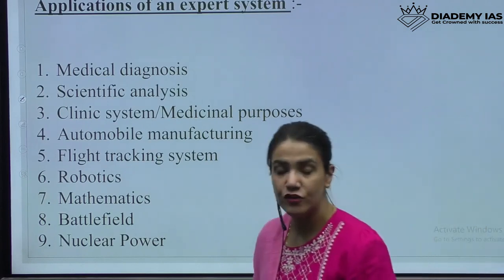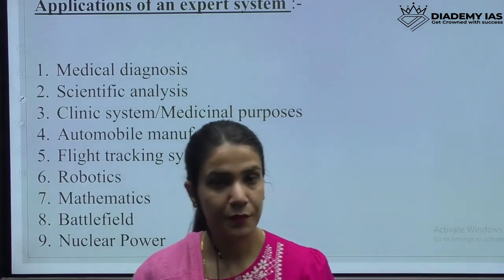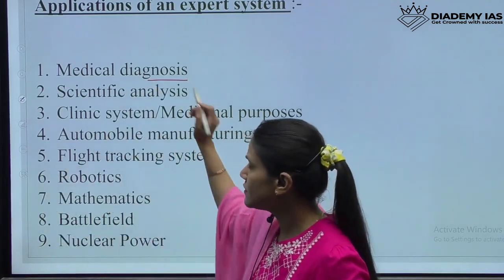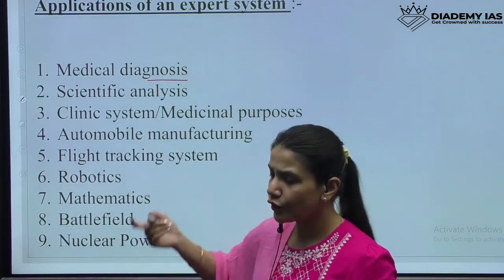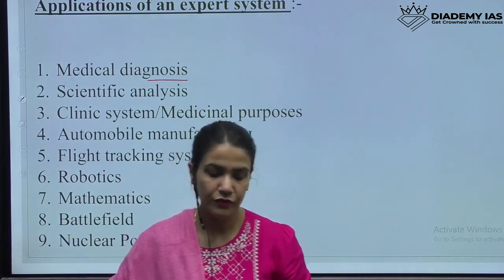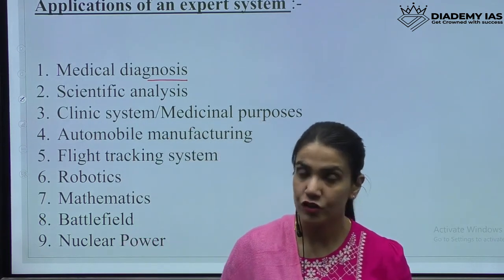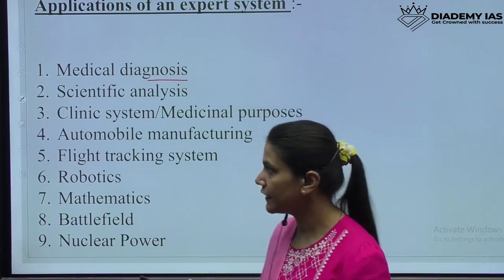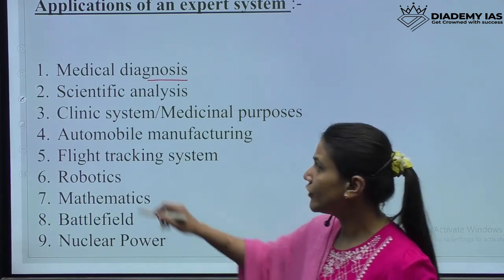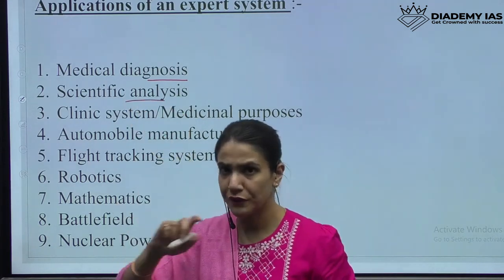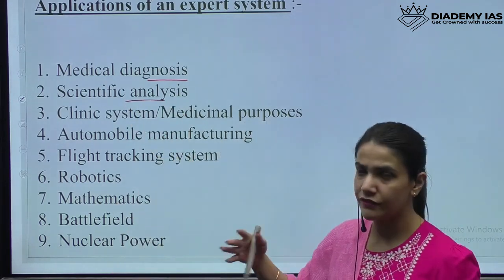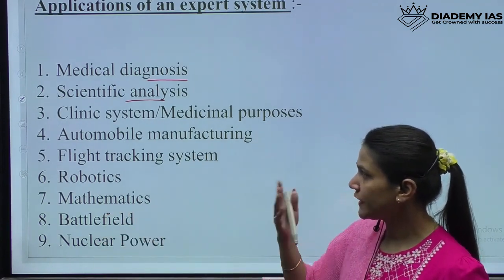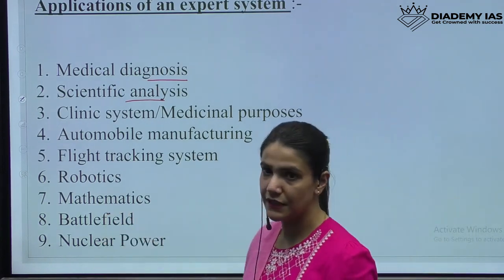Then the different real-world applications where expert systems are used. First, they are used in medical diagnosis, right? A lot of the time, for cancer treatment, for identification of cancer cells in a patient's body, expert systems are used. Then for different scientific and research theories, in different fields of, let's say, physics, chemistry, telecommunication, this is basically used.